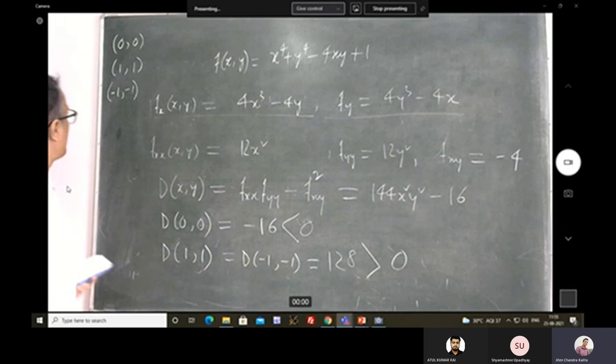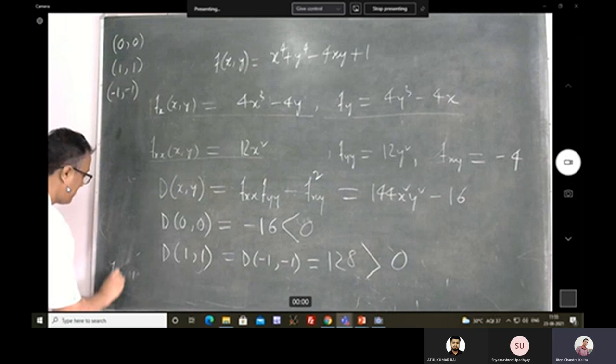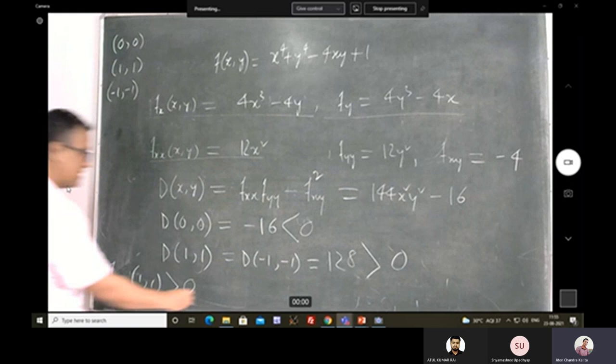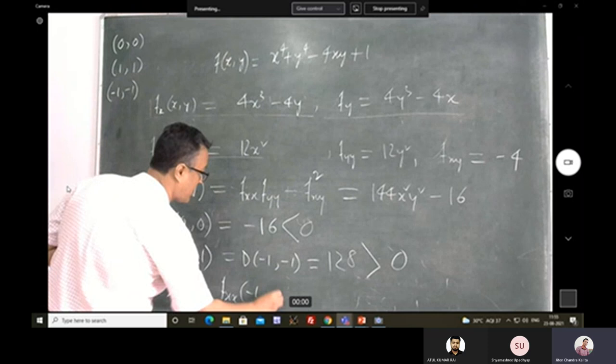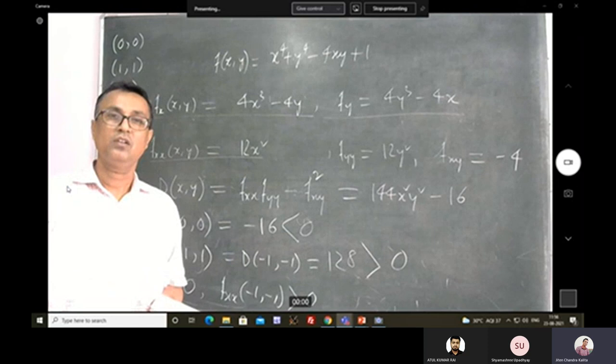Now if you consider the point (1, 1), you can see that fxx at (1, 1) is simply greater than 0. Similarly, fxx at (-1, -1) is also going to be strictly greater than 0. So from the second derivative test, at (1, 1) and (-1, -1) the function has a minimum. Is it okay?